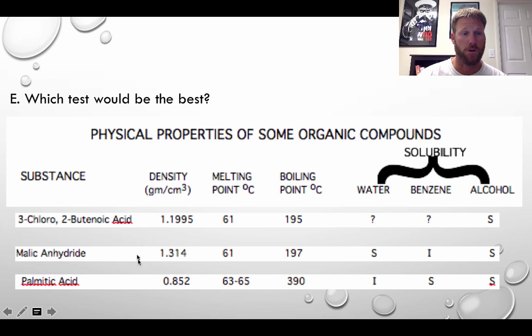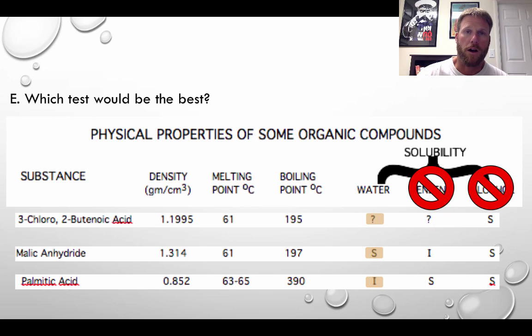So I've taken the table here and just focused in on the three that we're looking at. If you look here first at solubility in alcohol, you can see this would not be a good test to do because all three substances are soluble in alcohol. So we wouldn't be able to tell which one is which. If we look at solubility in benzene, we come across a problem because the solubility of 3-chloro-2-butanoic acid is unknown in benzene. We can't really get a definite answer because we don't know what that substance will do in benzene. The same story is going to happen with water. We don't know what 3-chloro-2-butanoic acid does in water as far as solubility or not, so that's not a good test to do.